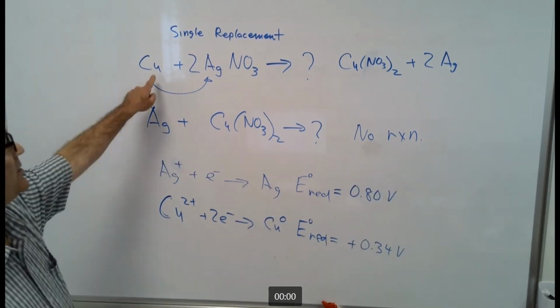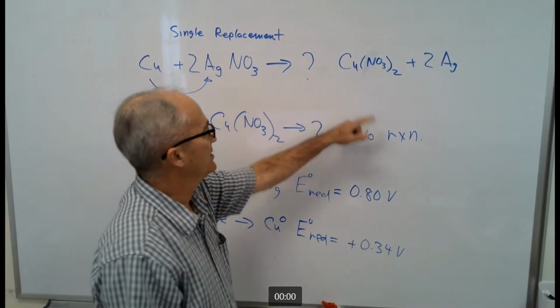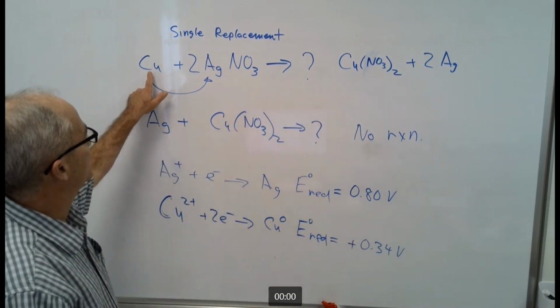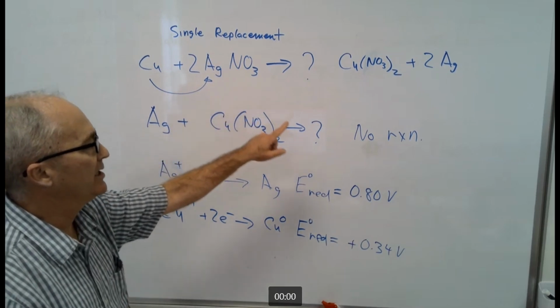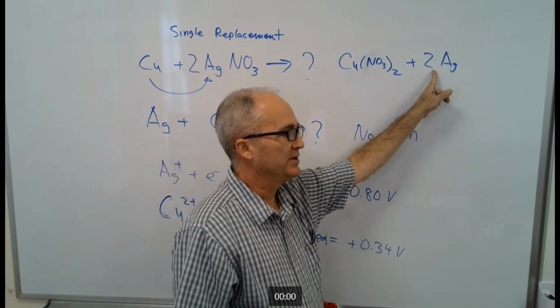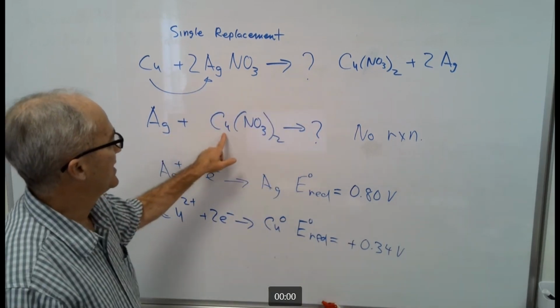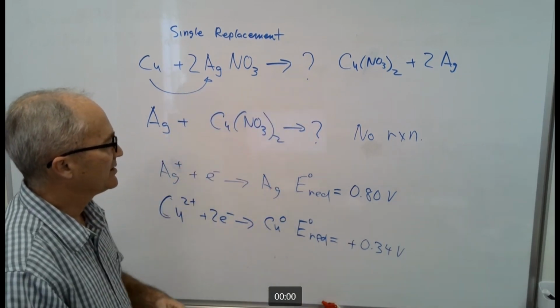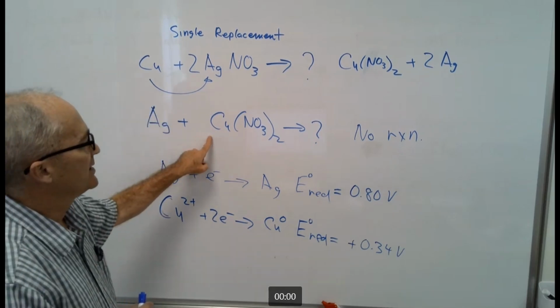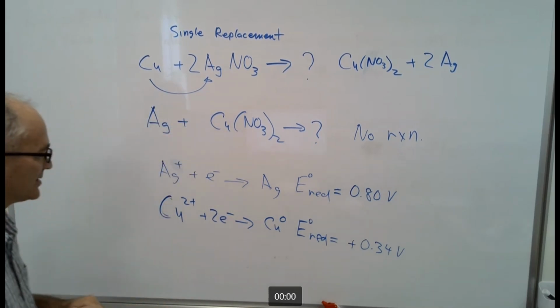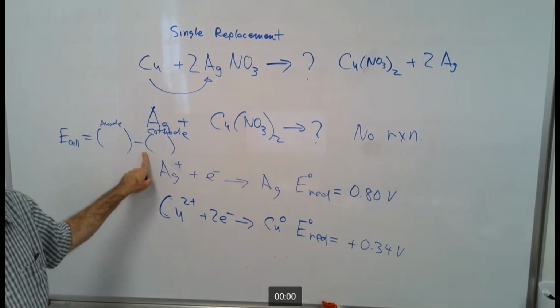Let me find copper. So this reaction occurs. It's a nice demo when I stick a piece of copper wire in silver nitrate. You get all these mossy and sparkly silver hairs growing all over it. You put a piece of silver in a copper 2 nitrate solution, no reaction. So this one is not spontaneous. This one is spontaneous.